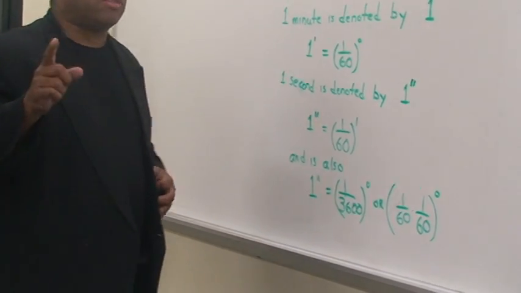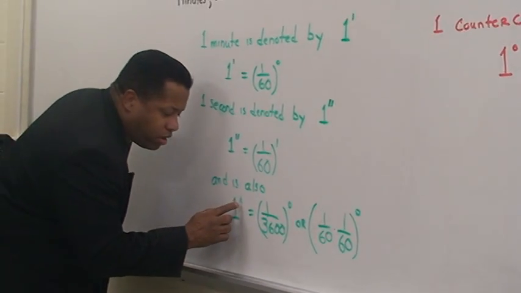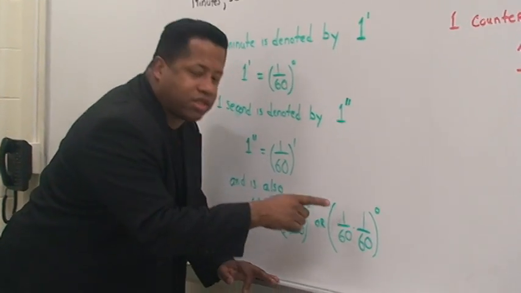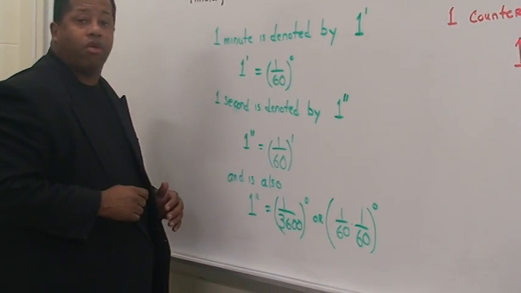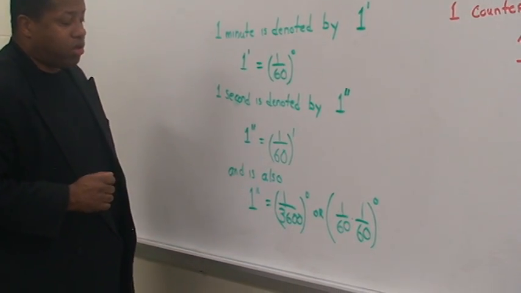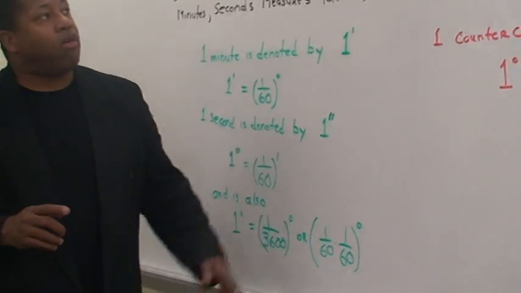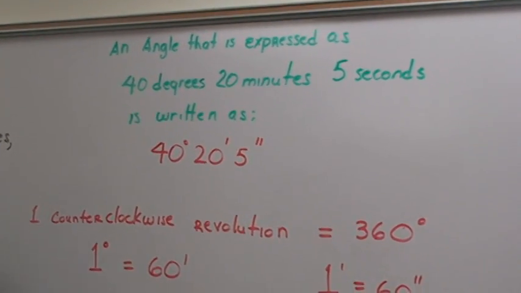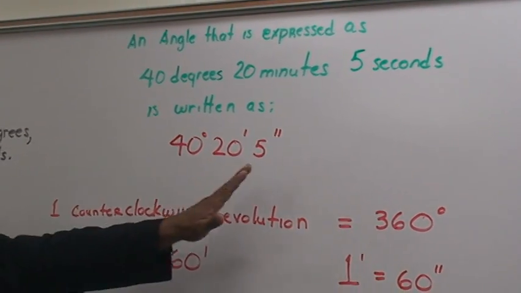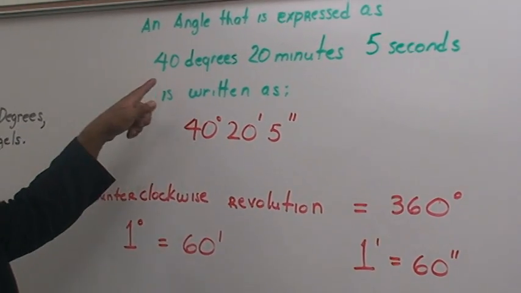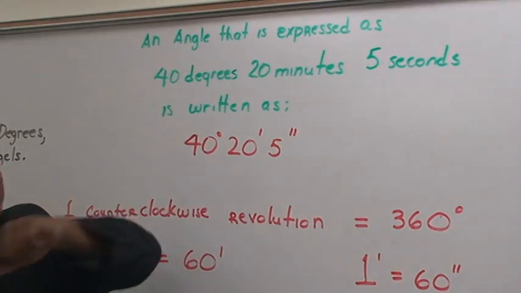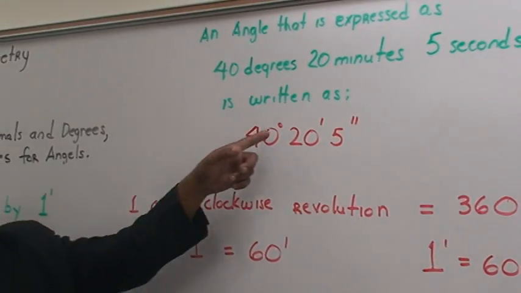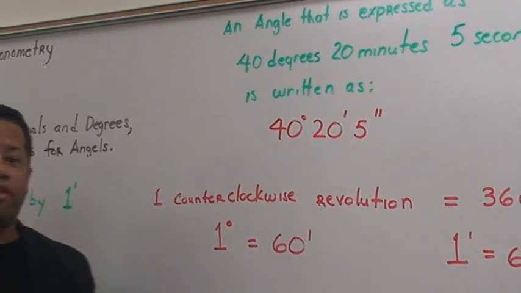Now, when we convert this to degrees, 1 second is equal to 1 over 60 times 1 over 60 degrees, which actually equals 1 over 3,600 degrees. Now, let's talk about angles being expressed in words, but can be written in this expression. If you have an angle that is expressed as 40 degrees, 20 minutes, 5 seconds, it is written this way with 40 degrees, 20 minutes, 5 seconds.